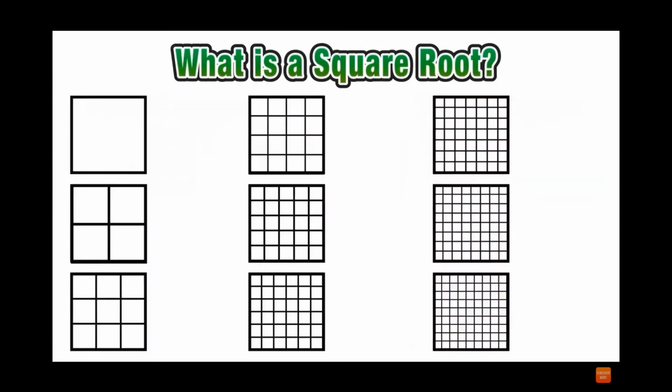So now we're going to go ahead and visually explore some of the most common perfect squares and their relationship to their square root. So 1 squared is 1.